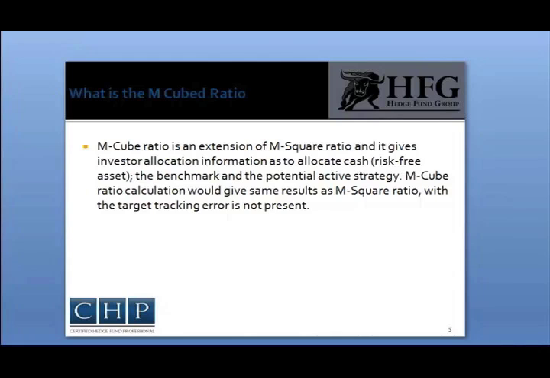The m-cubed ratio calculation would give the same result as an m-squared ratio, but the target tracking error is not present. The M3 measure recognizes that the investor has to consider basis points of risk-adjusted performance after ensuring that correlations of various funds versus the benchmark are also equal. In effect, all tracking errors are normalized to the same value.